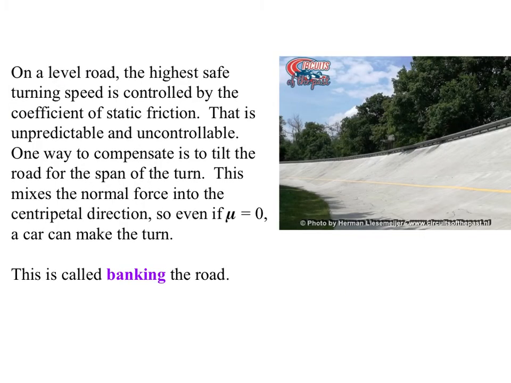All right, on a level road, the highest safe turning speed is controlled by the coefficient of static friction. Problem is that that's unpredictable and uncontrollable. The static frictional coefficient can change. It might rain. There might be leaves. There might be snow. One way you can compensate is to tilt the road for the span of the turn. That mixes the normal force into the centripetal direction, so that even if mu were 0, the car could make the turn. This process is called banking the road.